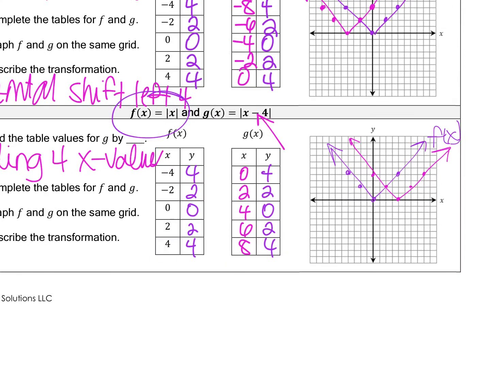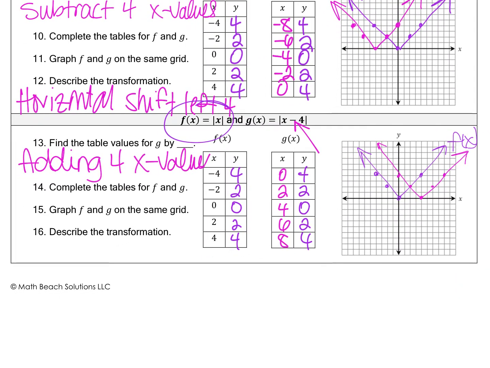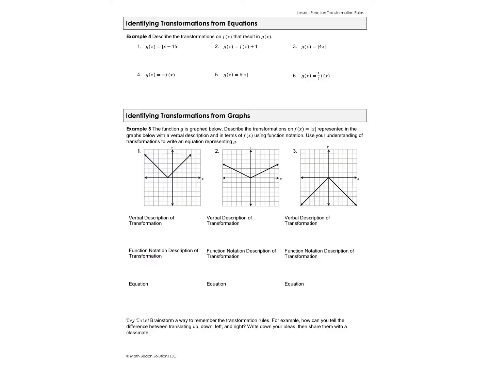So notice on this one that it's going to the right. So it's a horizontal shift right 4. Okay, so now let's take a look at the back.